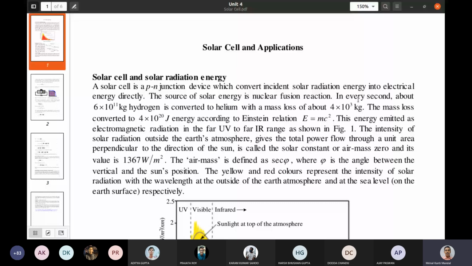Now the fundamental things to convert it: what is the solar radiation, what is its wavelength, and what type of material we need for a solar cell, that we will discuss. The source of solar energy is the nuclear fusion reaction. Every second, about 6 into 10 to the power 11 kg of hydrogen is converted into helium with a mass loss of 4 into 10 to the power 3 kg. This mass loss can be converted into 4 into 10 to the power 20 joule of energy according to the Einstein relation E equals mc squared.